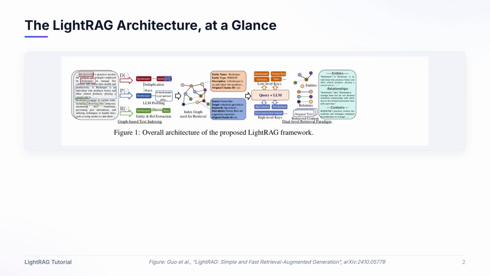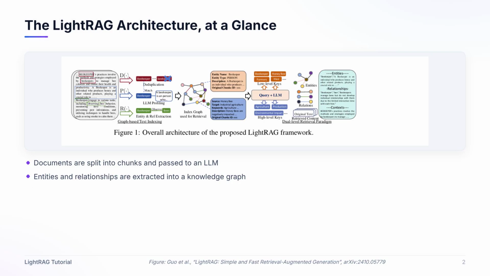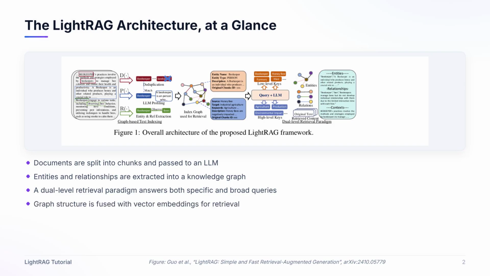Here is the published architecture from the LightRAG paper. On the left, raw documents are chunked and handed to a large language model that extracts entities and relationships. Those become a knowledge graph. On the right, a dual-level retrieval paradigm turns a user query into low-level and high-level keys, matches them against the graph and its vector embeddings, and feeds the result to the language model to write the answer. Over the next 7 slides, we will unpack each of these ideas one at a time.